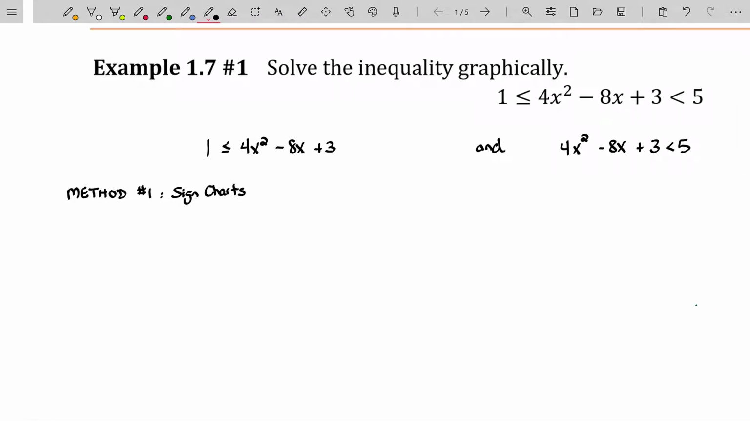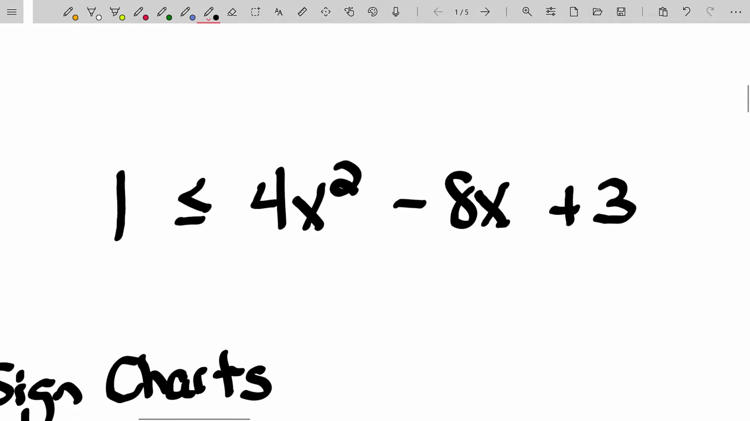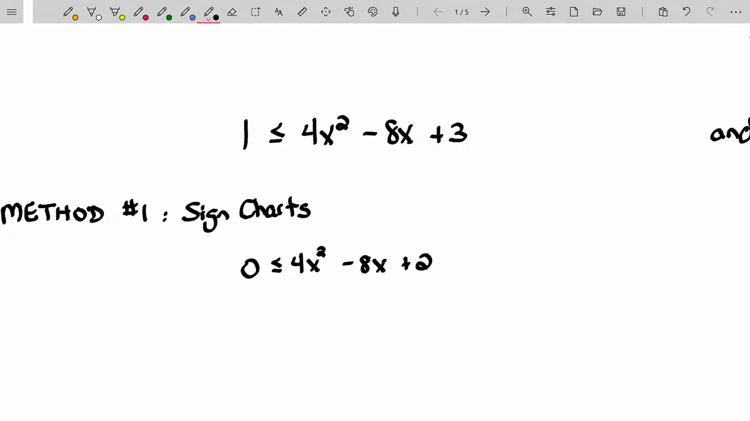So how do you use sign charts for this? The very first thing you do, in both cases actually, is isolate the quadratic expression. That is, move everything to one side. Get this inequality to be some quadratic is greater than or equal to 0. Now that we have moved everything to one side, we can go ahead and start doing what we've been trained to do, which is factor and factor out GCFs, all that fun stuff.